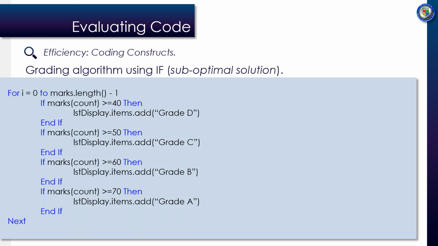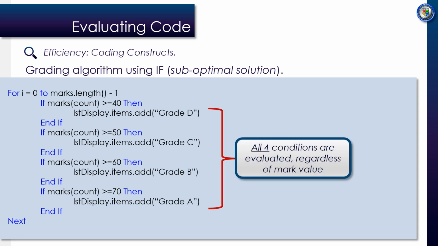In this example, we're using a grading algorithm. It's not an optimal solution. The reason for this is that all 4 conditions are evaluated regardless of the mark value.